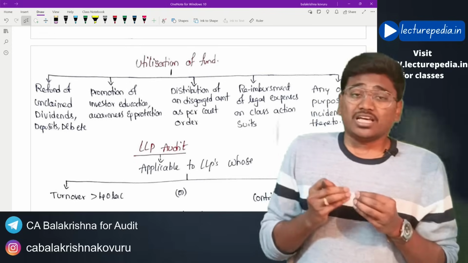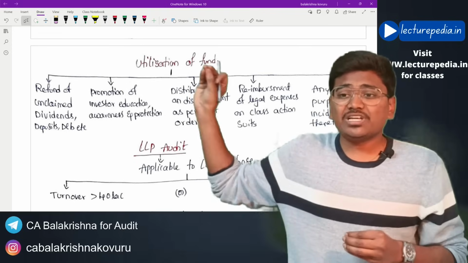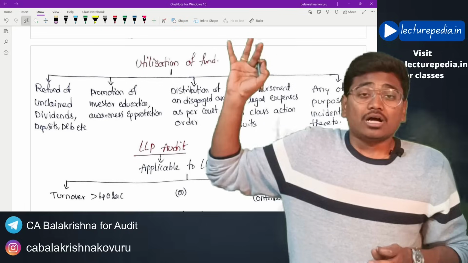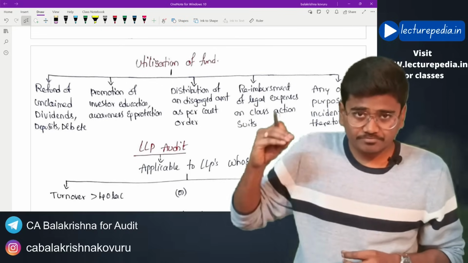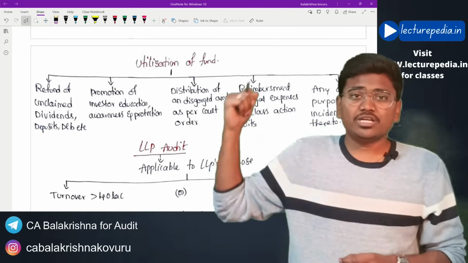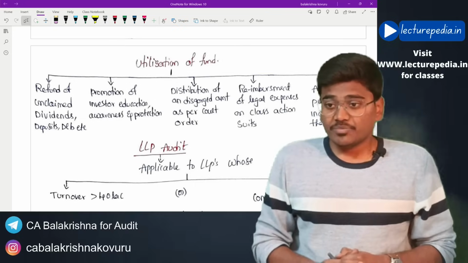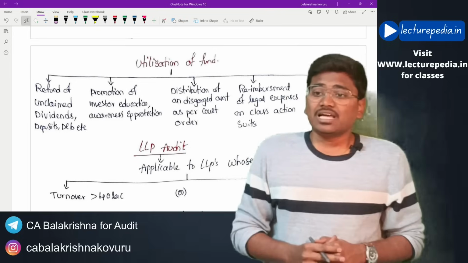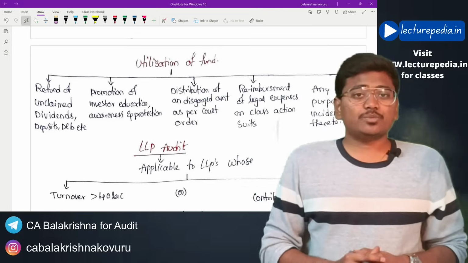Next, expenses related to promotion of investor education and awareness will also be expended from this fund. Okay, even those expenses will be debited to this fund account. Next, distribution of any disgorgement amount as per court order.